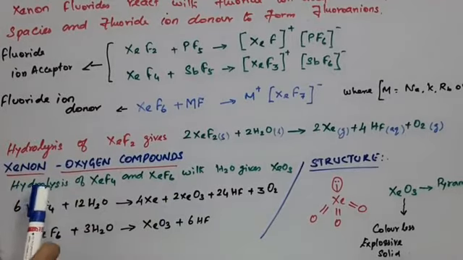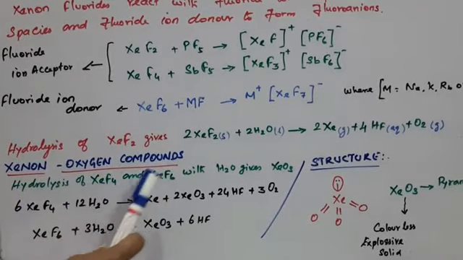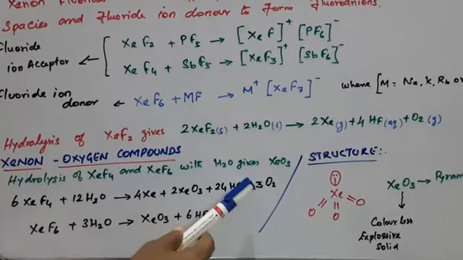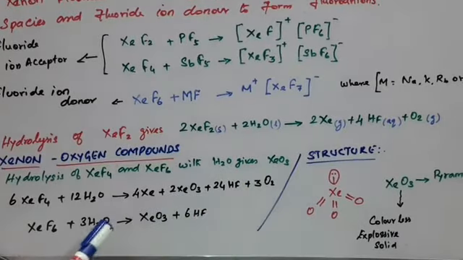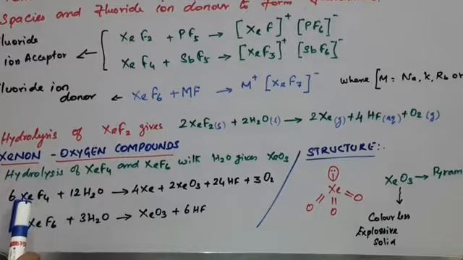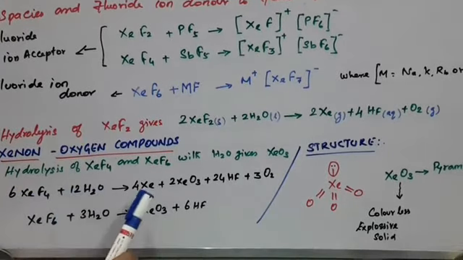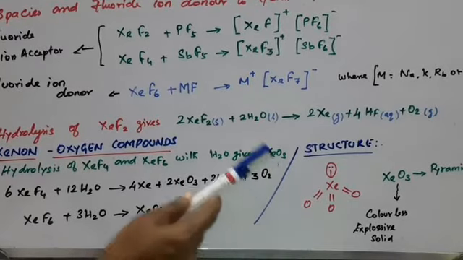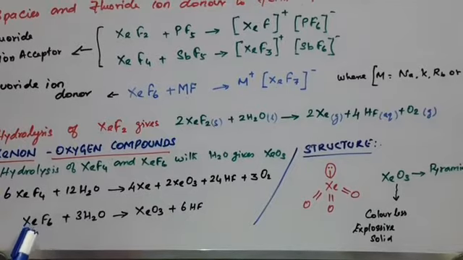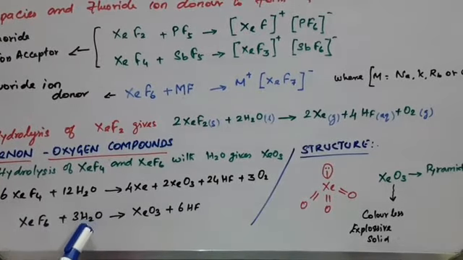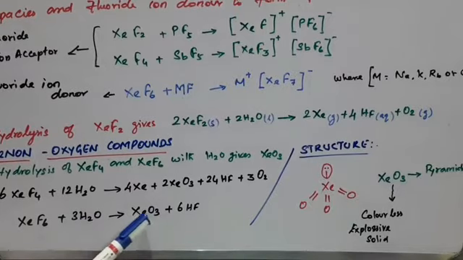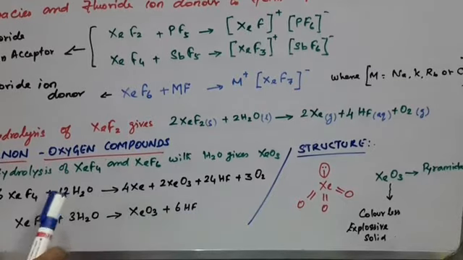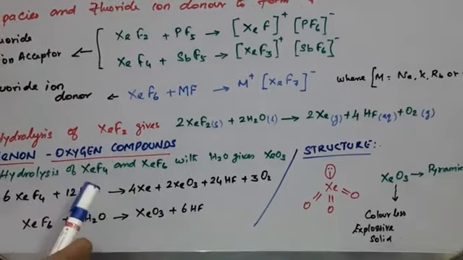Okay, first of all, hydrolysis of xenon tetrafluoride and xenon hexafluoride with water to produce xenon trioxide. Okay, so xenon hexafluoride with excess of water produces xenon trioxide, hydrofluoric acid and oxygen. Okay, at the same time xenon hexafluoride with 3H2O, that is mild hydrolysis reaction, gives xenon trioxide and HF, hydrofluoric acid. Okay, so students, you keep it in your mind.